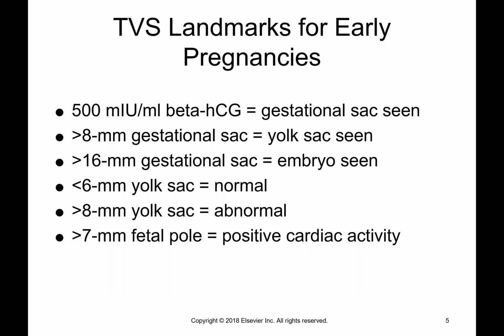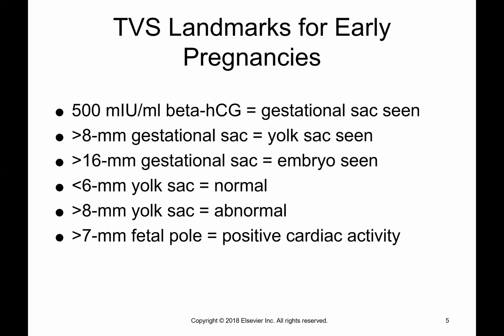These are some of the things that you need to know, your little cheat sheet there. If a patient has a 500 beta HCG, usually you can see a gestational sac. Usually around 1500 HCG is when you can potentially see an embryo. If you see a greater than 8 millimeter gestational sac, then you should see a yolk sac. If it's doubled in size and it's a greater than 16 millimeter gestational sac, you should see an embryo.